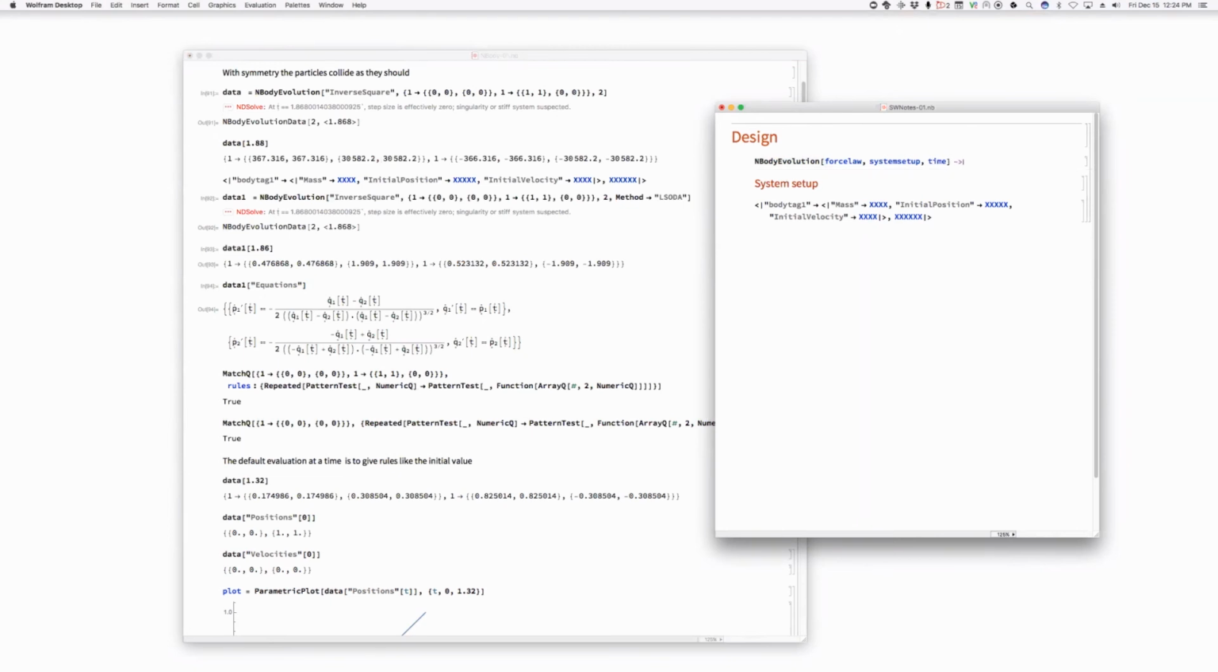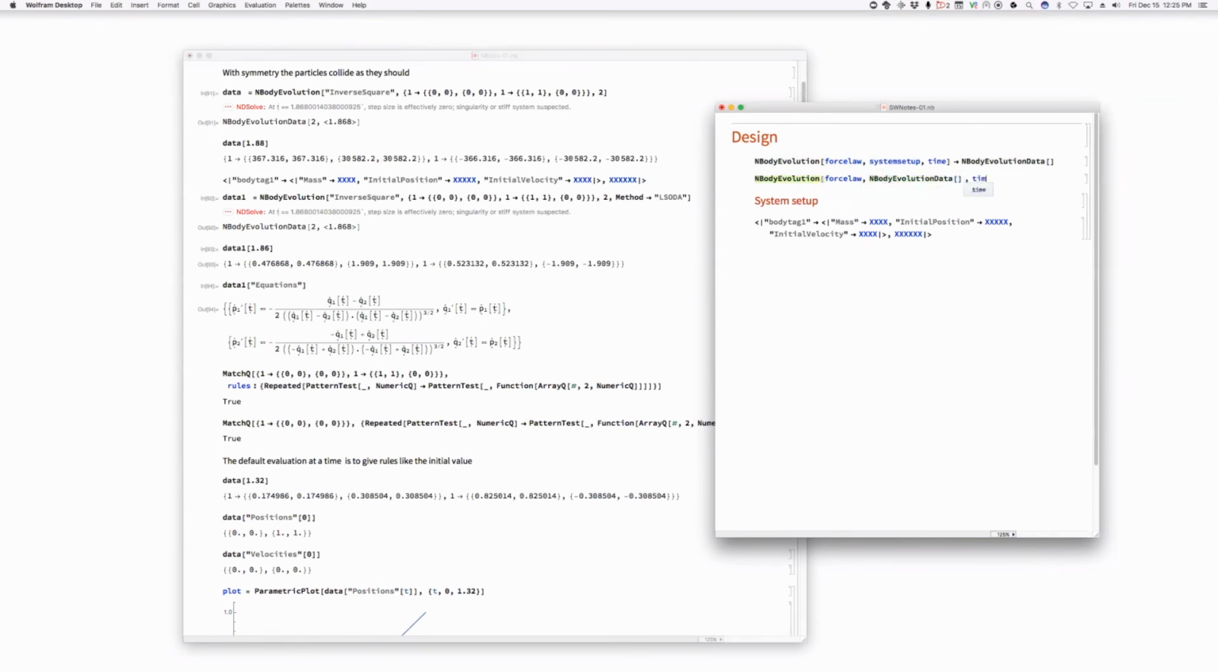So this thing returns n-body evolution data, which, by the way, is rather ugly in its appearance right now and should be an actual summary blob. Yes, I know. This is just a prototype, Stephen. Okay, so what you're suggesting is, clearly, that's where it should be, in the system setup. So one possibility would be n-body evolution of force law, and then n-body evolution data. Does that make sense?